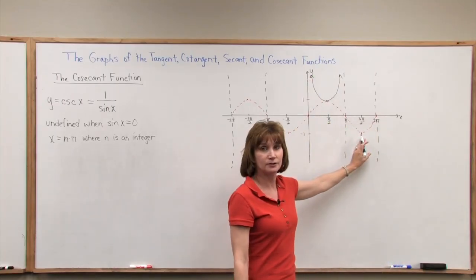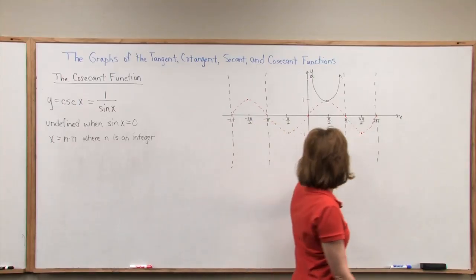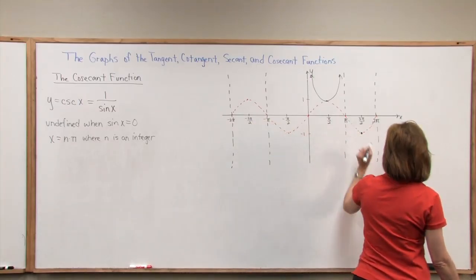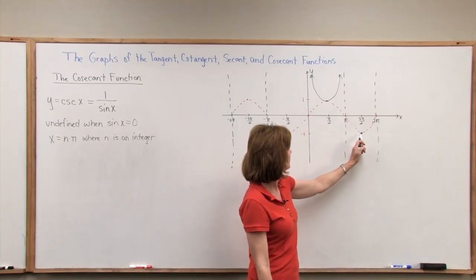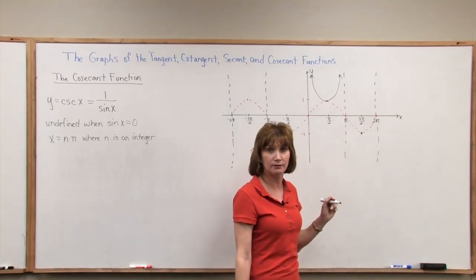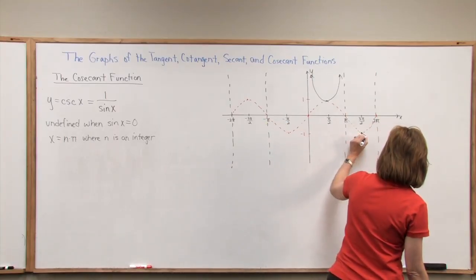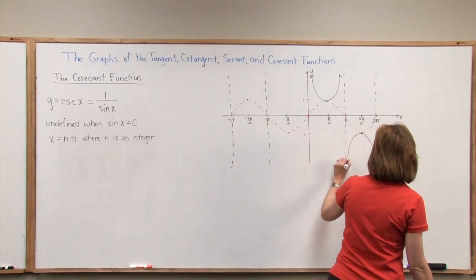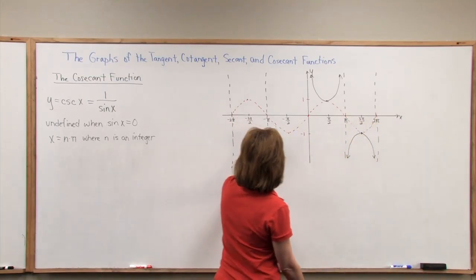Similarly, over here at 3 pi over 2, the sine function is negative 1. The reciprocal of negative 1 is also negative 1. So this is going to be a point on the cosecant function. And all these values of sine between negative 1 and 0, the reciprocal of those values are numbers less than negative 1. And it, of course, approaches the asymptote. So this portion of the cosecant graph looks like this. So here's one cycle. Let's draw another one.